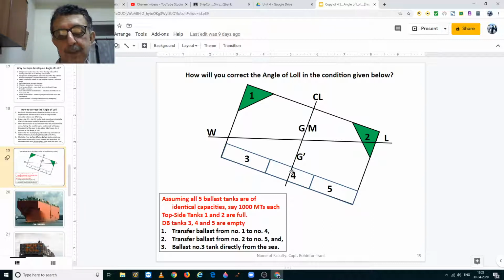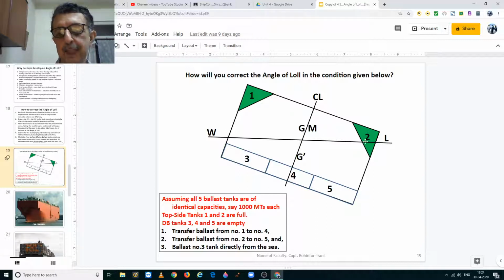What will happen is, yes, you will have an initial aggravation of the angle of loll, because now both tanks are slack, thereby increasing her free surface effects, and the angle of loll will increase. When number 1 is completely empty and number 4 is 100% full, the center of gravity and the metacenter, which were together, you will see that the center of gravity has moved down a little bit, thereby giving you a minor positive metacentric height.